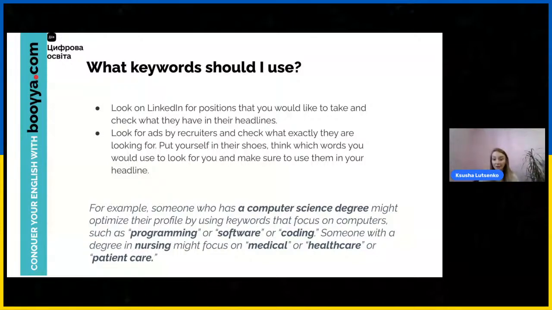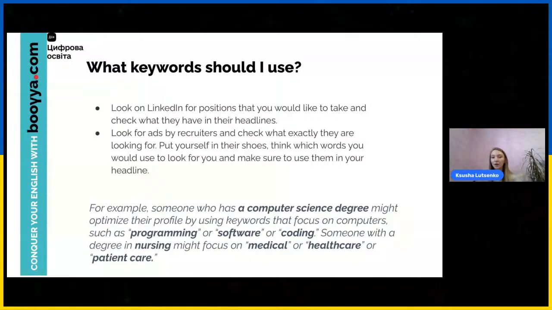Also, look for ads by recruiters and check what exactly they're looking for. I would put myself in their shoes and think which words they might use to find me on LinkedIn. I'm an ESL English teacher, so I will definitely put ESL, English teacher, and I would definitely specify my qualification. I have a CELTA qualification, so I would put it in my headline as well, because it can be measured.